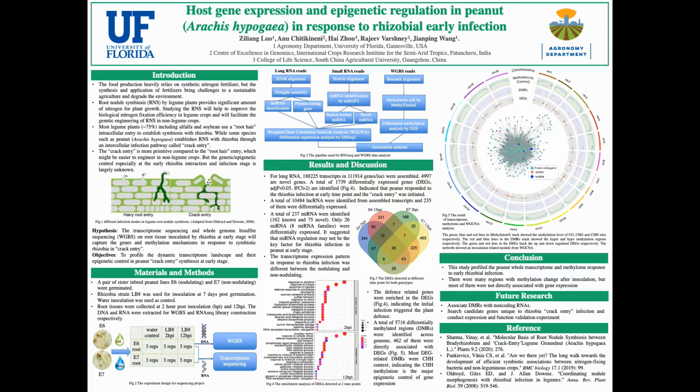Around 5,000 DMRs were detected, but only around 400 of them are associated with the DEGs. Most of them are CHH sites, which shows that gene expression is mostly controlled by CHH methylation. From Figure 5, you can have a view of the landscape of the peanut transcriptome and methylation. The network analysis in the middle showed that there was a complex network between the coding genes and the non-coding RNAs that might play a role in crack entry.